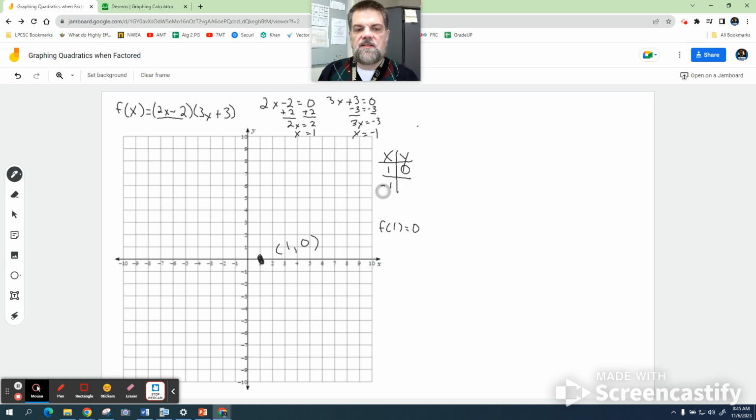Likewise, f of negative 1 equals 0 as well. So we'll put a little dot right here. And that's negative 1, 0. And so we would say that f of negative 1 equals 0, okay? So now we've been looking for a line of symmetry because that's helpful. What have you guys noticed about the x-intercepts? Where does that vertex or line of symmetry usually end up? Right in the middle of the two, right?